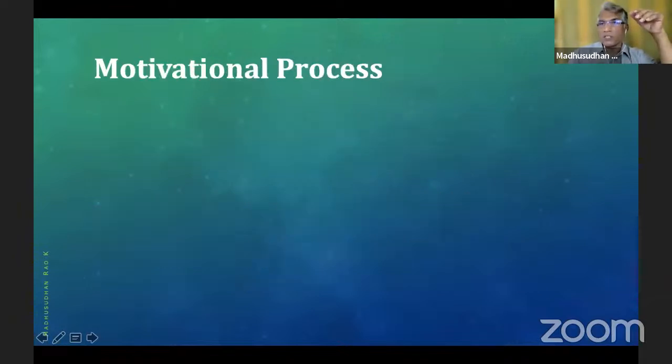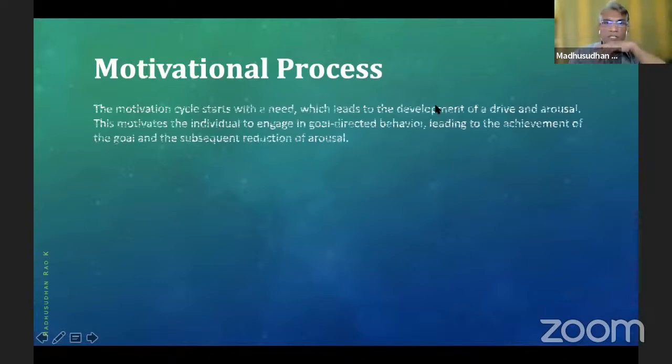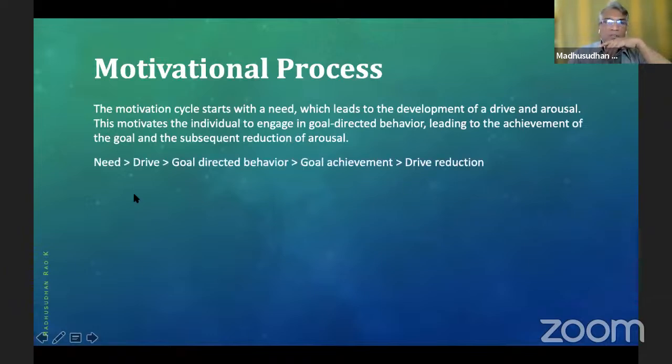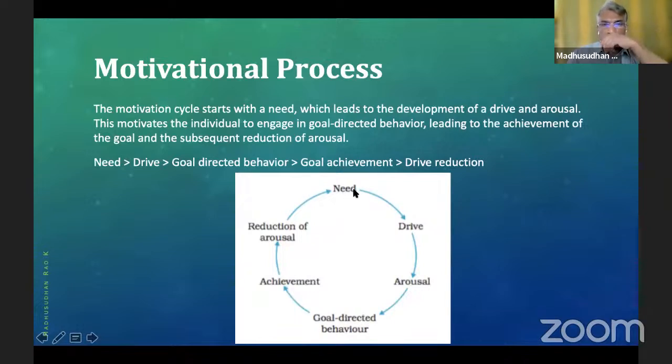Motivational process, this is important, a simple one. To make you understand, I've given a simple one. Look at this, you will understand. A need arises automatically. That need drives you. Goal-directed behavior, then goal achievement, drive reduction. What drives your motivations? Need, and how is it driving? Need drives you, arousal occurs, then goal-directed behavior, then you achieve that goal, then the drive subsides.